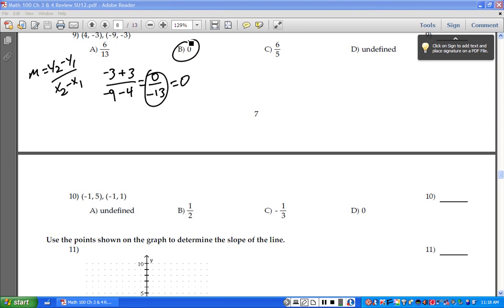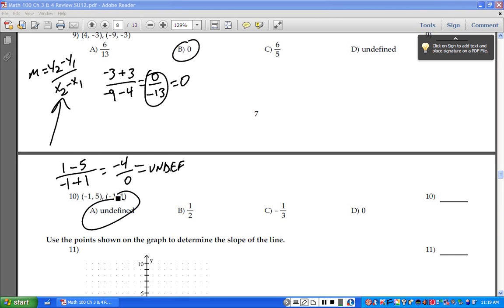Number 10. Still plugging into this formula here. So now you have y2 minus y1 over x2 minus x1, which gives me a negative 4 over 0. Anytime you have 0 in the denominator, you get undefined for an answer. So for number 10, the answer should be A, undefined.